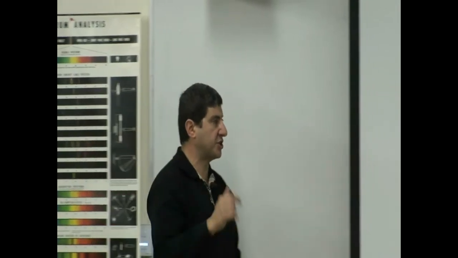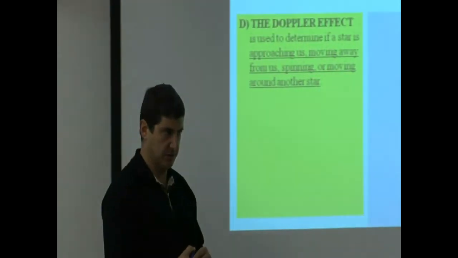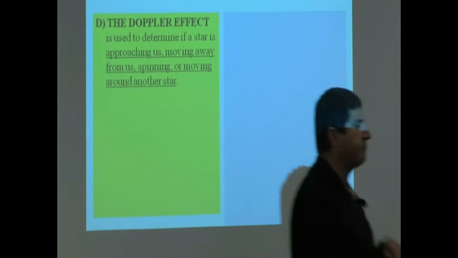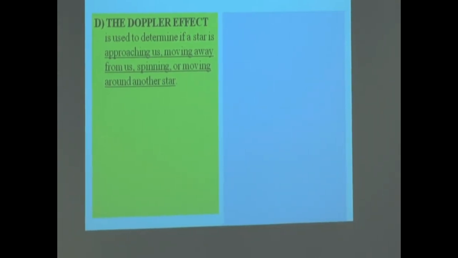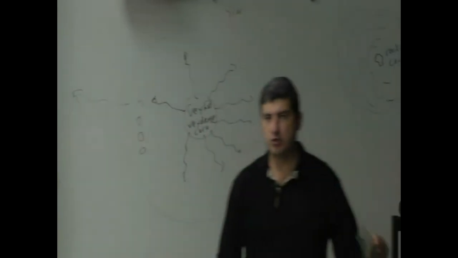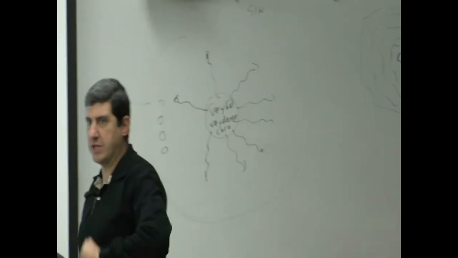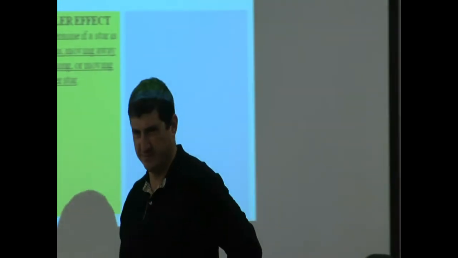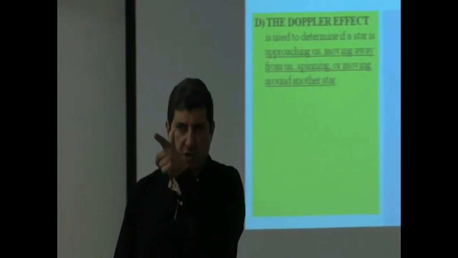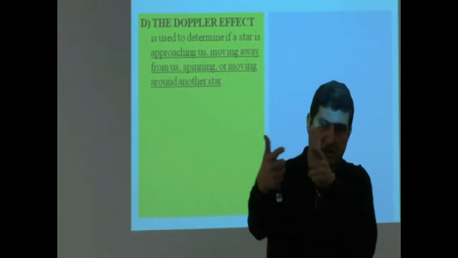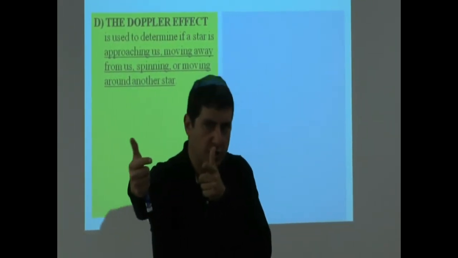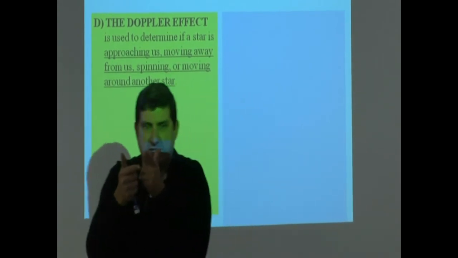Last topic in this lecture, Doppler effect. The Doppler effect is a very useful law, quite useful here, even here on Earth. When the policeman gives you a ticket, how do they know how fast you are going? They shoot a radar beam towards your car, and as that beam hits your car, it bounces back to the radar gun.